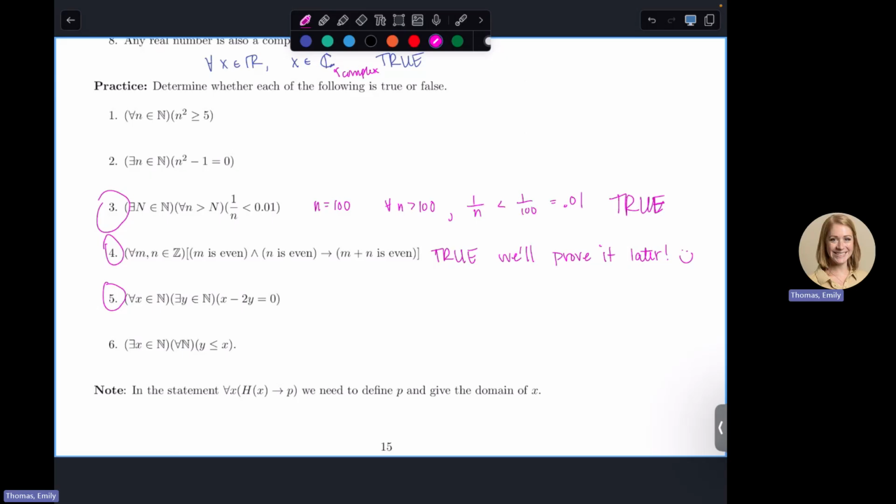Okay, number 5, for all natural numbers x, there exists a natural number y such that x minus 2y equals 0. It is false. Why? X is 1, and you have to have 1/2. Yeah. This is false. If we choose x to be 1, then y would need to equal 1/2, which is not in the natural numbers. If this said real numbers or even rational numbers, we would be fine.